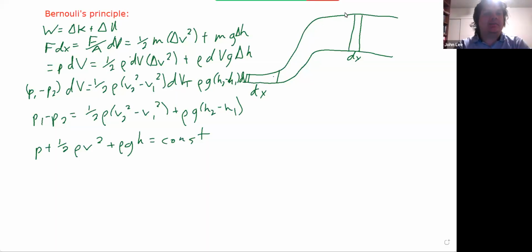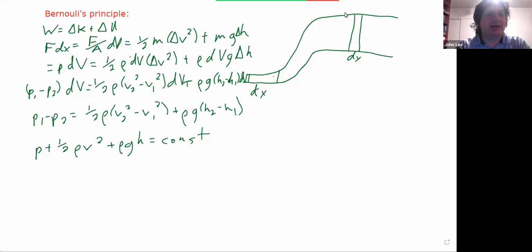All right, we're going to talk about Bernoulli's principle to wrap things up. It's basically just conservation of energy for fluids. So if you look at the work equals delta K plus delta U, F dx is going to be equal to F over A dV, which equals 1/2 delta K squared, or rather delta K plus delta U.